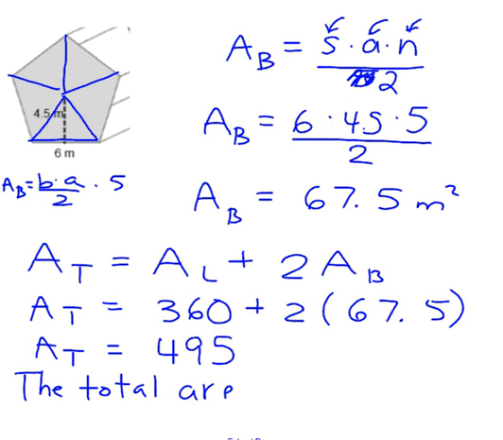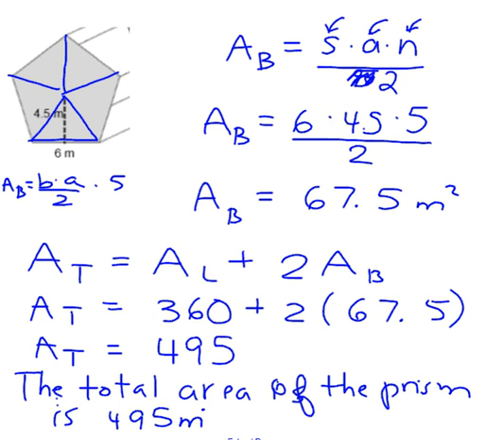The total area of the prism is 495 meters squared. Now let's look at it.